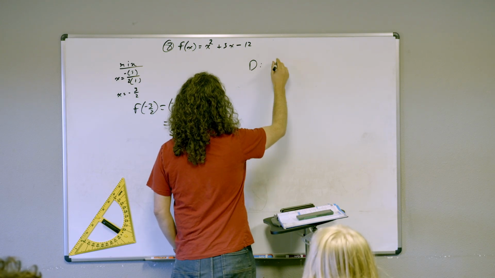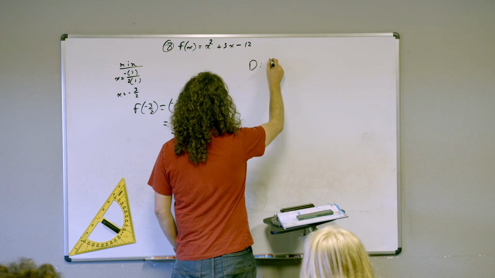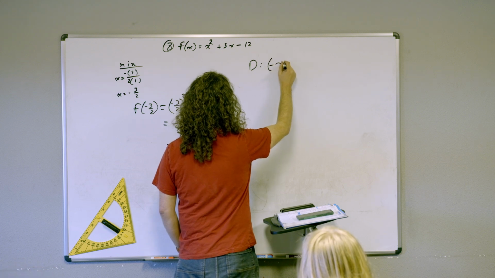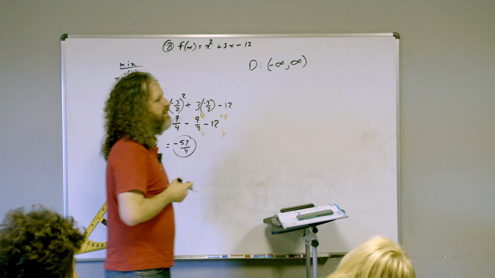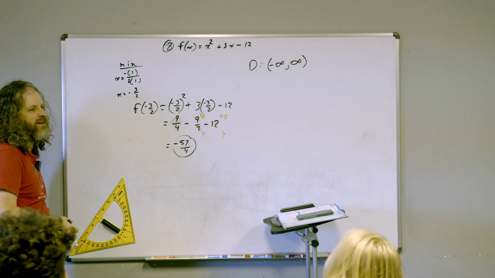How do I write that? Negative infinity to positive infinity. They look like fish.